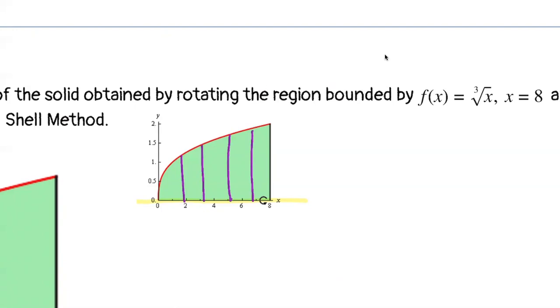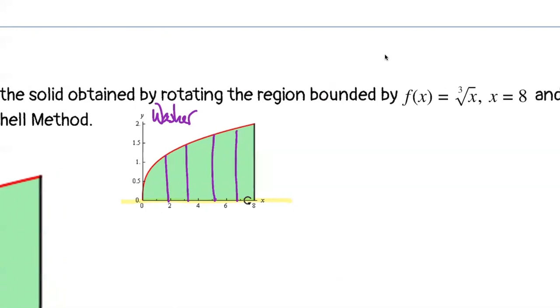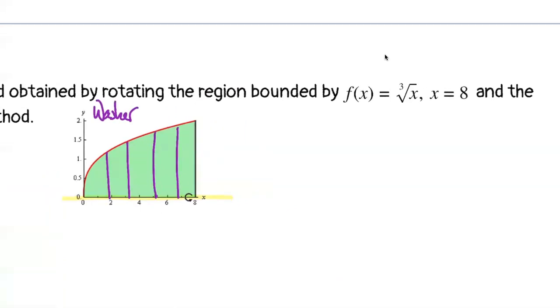By definition, if I want to use washer method, these purple lines have to be perpendicular to my axis of revolution, right? Now, if I wanted to use washer method here, I would need volume equals pi r squared dx. I just want to leave that up on the screen for a moment and make sure we understand why we're using pi r squared dx, right?